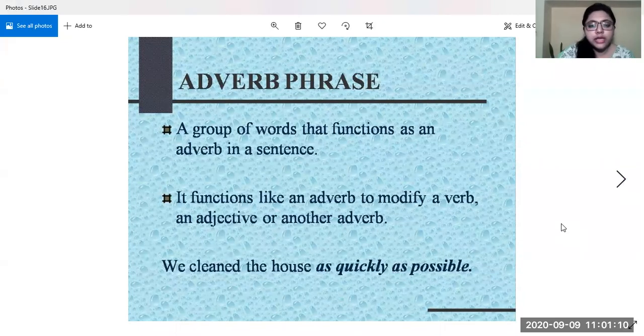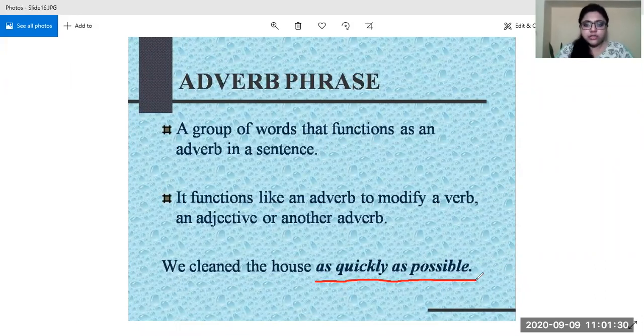Okay, so let us look at the example. We clean the house as quickly as possible. Now here, "as quickly as possible" is an adverb phrase. Suppose we had to just insert an adverb over here, then we could have also written the sentence like, we cleaned the house quickly. But we are studying adverb phrase, so we have to break the word into a group of words. So in place of quickly, we have written as quickly as possible. So this becomes an adverb phrase.